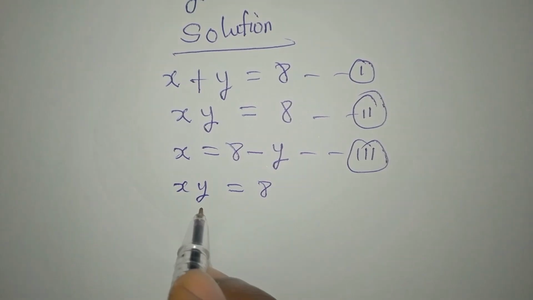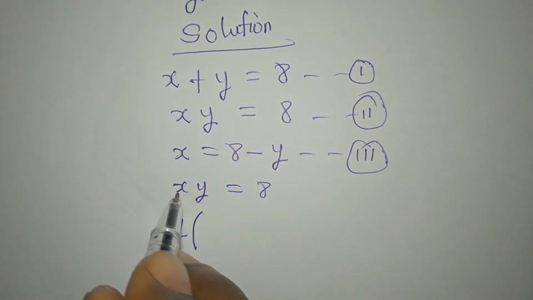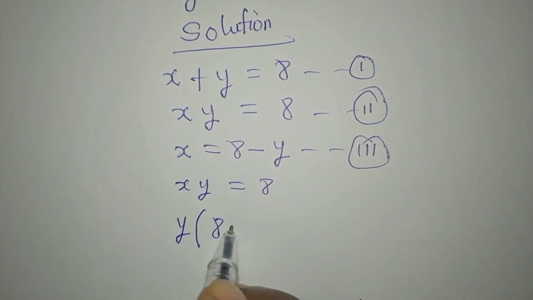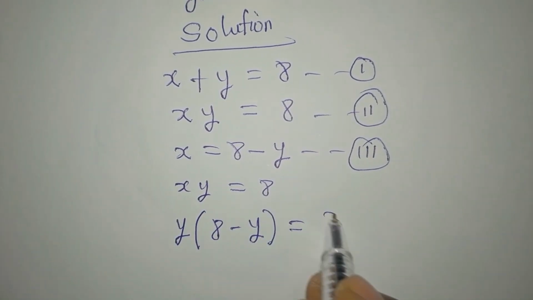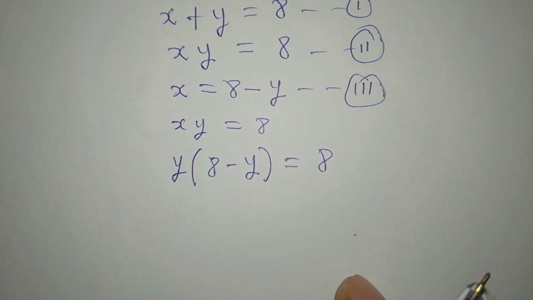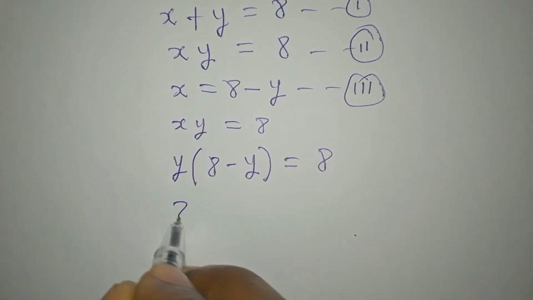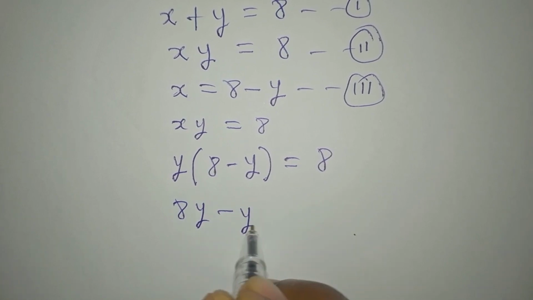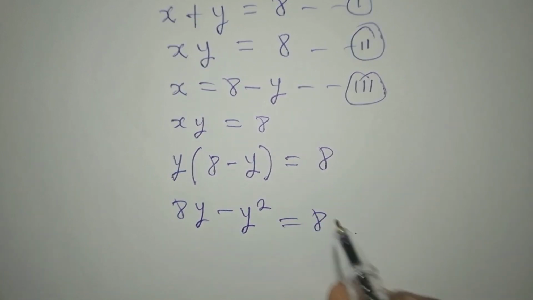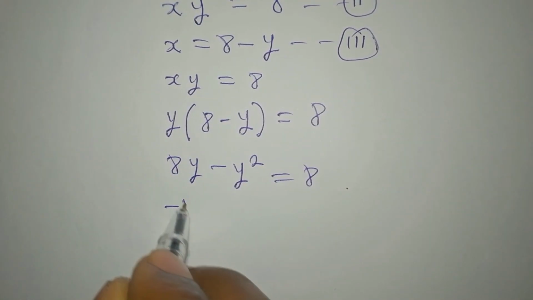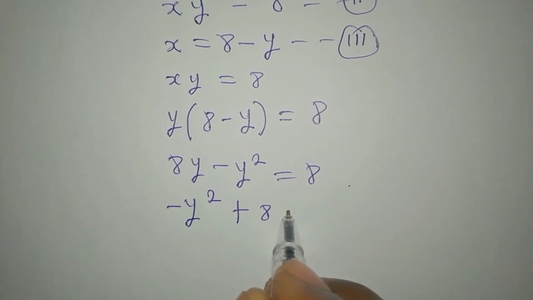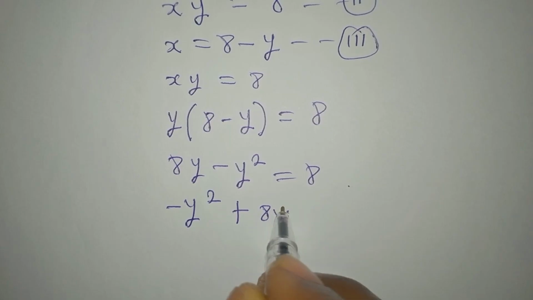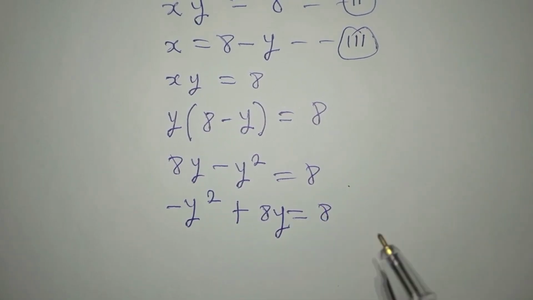Now, I'm going to write y first. In place of x, I'll write 8 minus y. Then I'll equate to 8, right? Now, the next thing is to open the bracket so that 8y minus y squared is equal to 8. Now, minus y squared plus 8y is equal to 8.